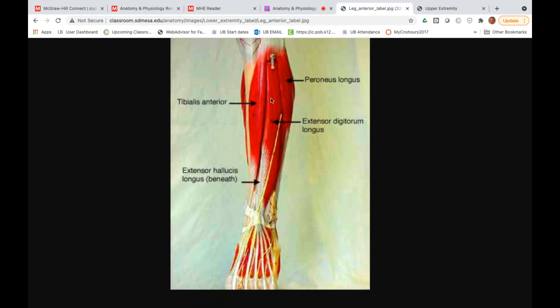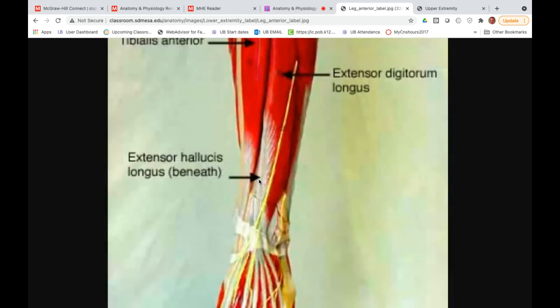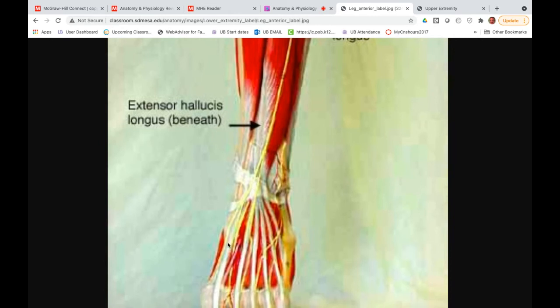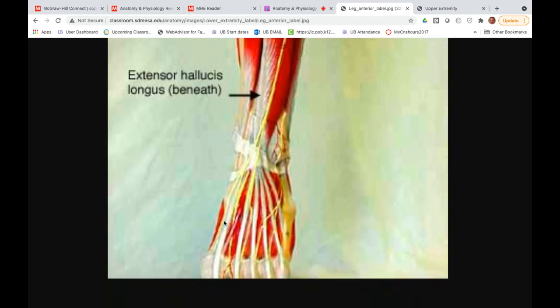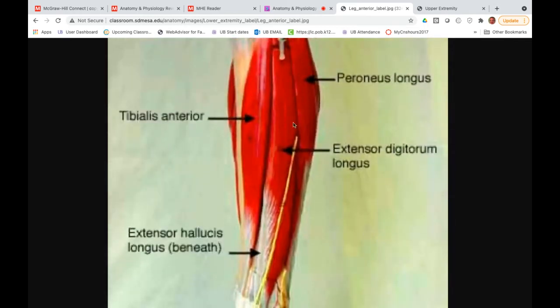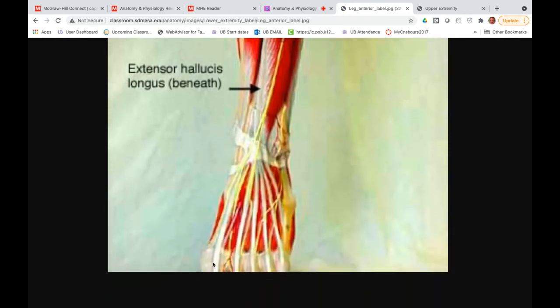Extensor digitorum longus, another big muscle in the front. It goes to toes 2, 3, 4, and 5. Then you have an extensor hallucis longus. That's this right here, and it goes right here to the great toe. That's the extensor hallucis longus. It's beneath the EDL, but it goes right there to the great toe.